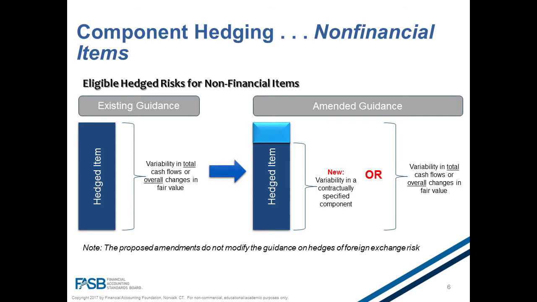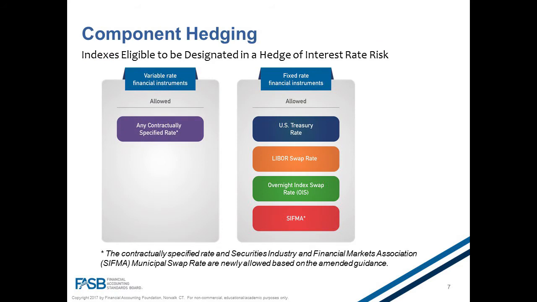Okay, so it sounds like more commodities being used in production should qualify for hedge accounting. Does the new guidance also expand the hedge accounting for financial risk, Shane? Yes, the new guidance also expands hedge accounting for financial risk components. Specifically, the amendments permit more flexibility in hedging interest rate risk for both variable rate and fixed rate financial instruments. So there were already several rates allowed, but we basically added the SIFMA rate as an appropriate benchmark when hedging a fixed rate and any contractually specified rate when hedging a variable rate.